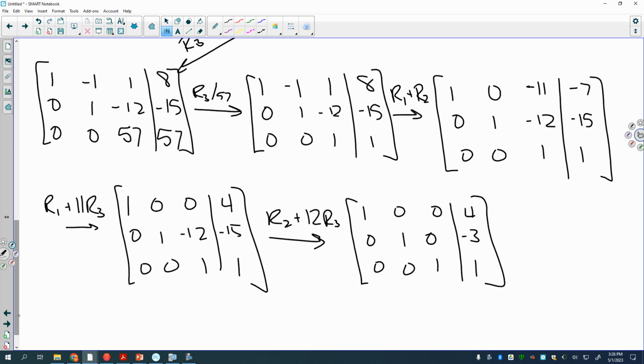So there's my reduced row echelon form for the matrix, 1s along the diagonal, 0s everywhere else. And that tells me that x is equal to 4, y is equal to negative 3, z is equal to 1, which I would write as the point (4, negative 3, 1).